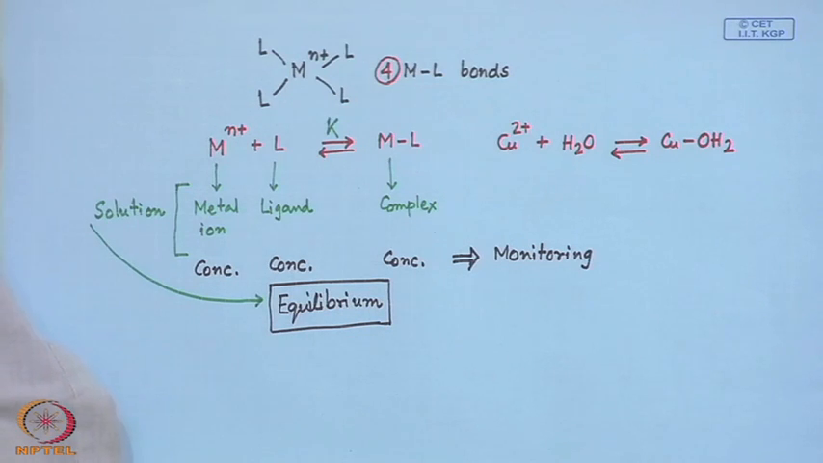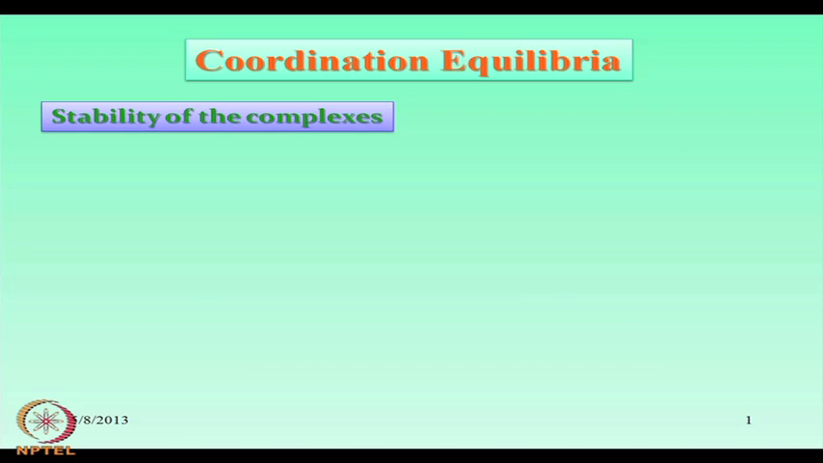So, in this class we will be talking about the coordination equilibria. We have more than one such equilibrium process. If we consider that there are 4 ligands and one after another the ligands come and bind to the metal center, how can we talk about the stability of the corresponding complexes, how stable the complex is?